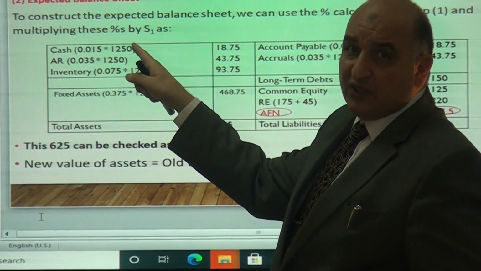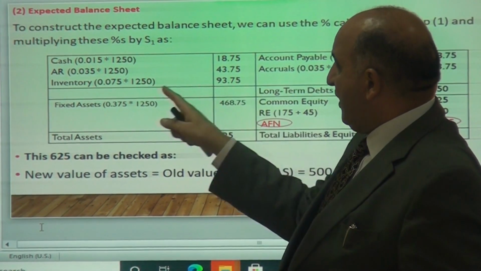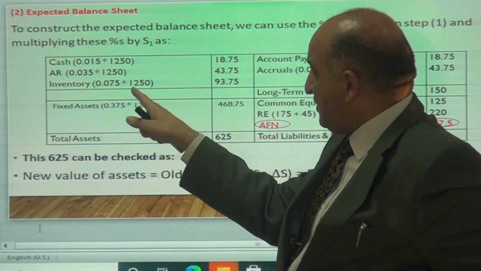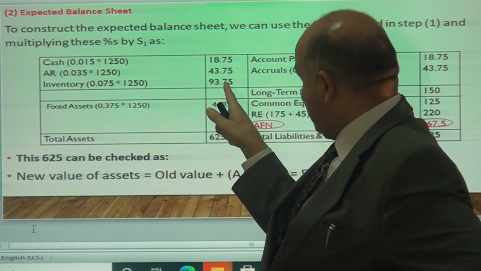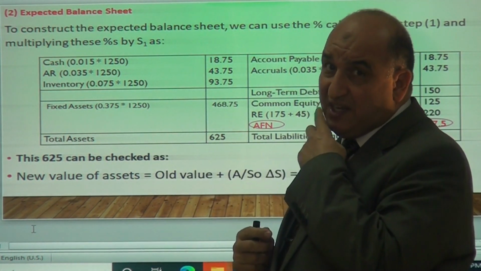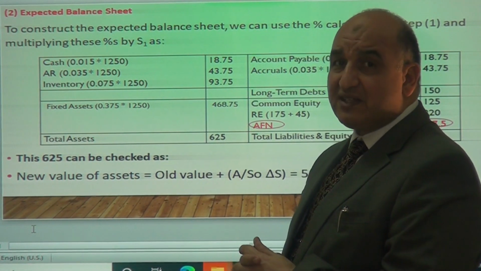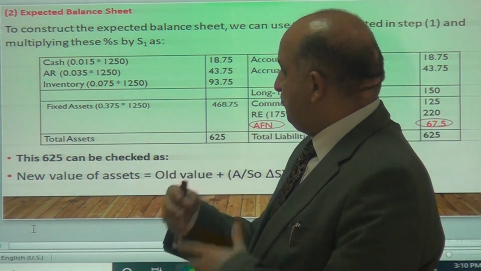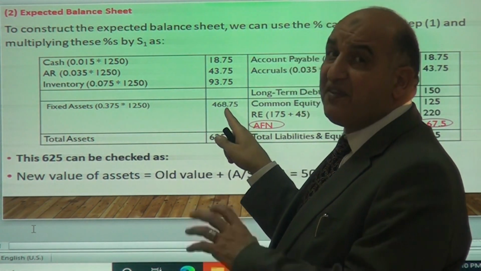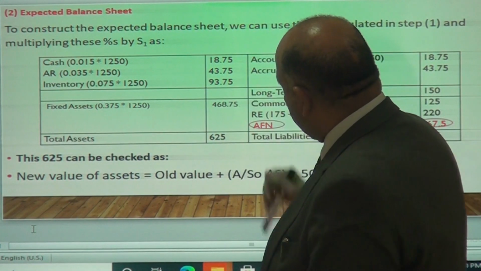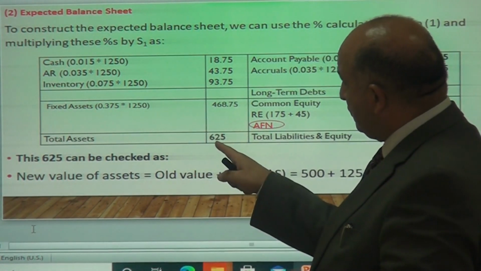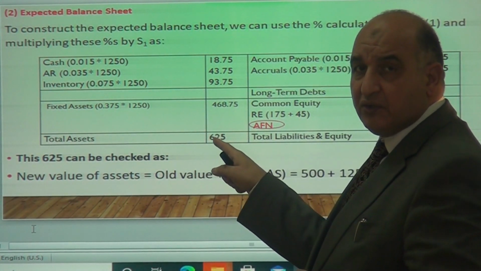1.5% multiplied by 1,250 equals 18.75. This one, the new account receivable, increased. The inventory, the percentage for the new multiplied by the new sales. This is the new inventory. Fixed assets, because we mentioned at the beginning that our fixed assets are fully utilized, so they must not be multiplied; keep this value as it is. So this is the value of the new assets. Summation of those, this is the new total assets, 625.